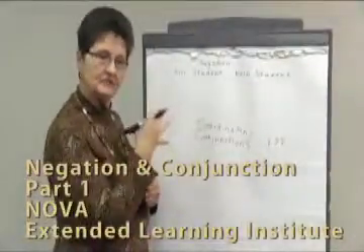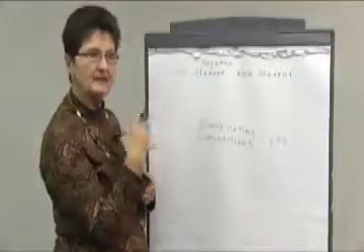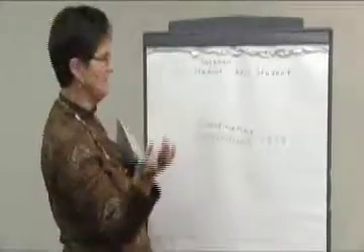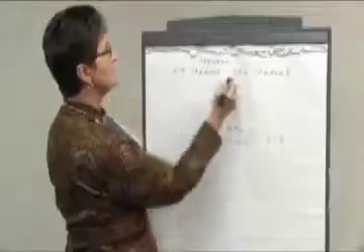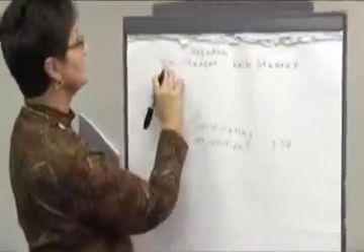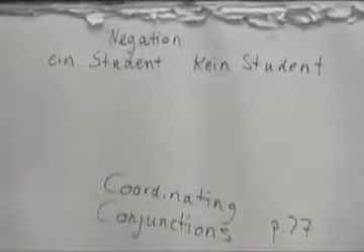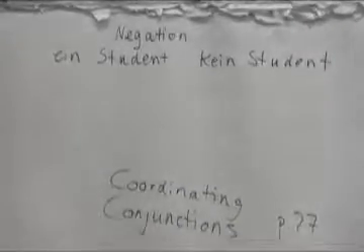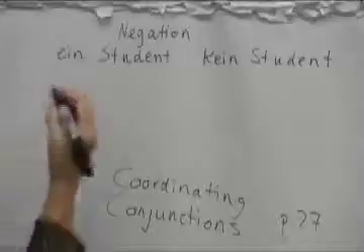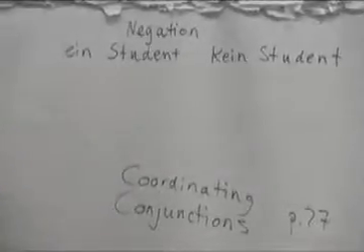In one of the last videos, we learned how to make a negative statement when we use ein words. Remember, we said ein Student, kein Student. One student, a student, no student. Okay, now how do we negate a sentence that has a verb in it? We just learned the verbs, right? So let me look at an example.